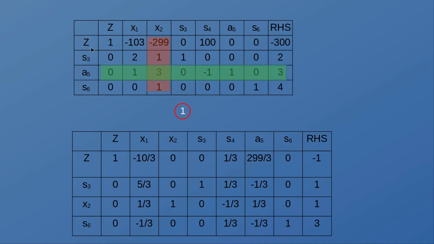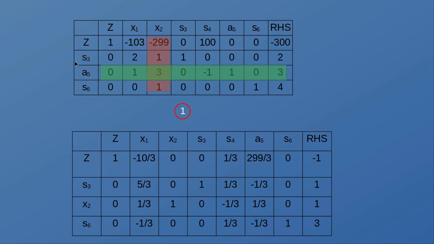Now, if you come to the equation of the objective function, that is Z, you'll find that the coefficient for Z is 1. The coefficient for x1 is minus 103. The coefficient for x2 is minus 299. S3, of course, is 0. A5 is 0. S6 is 0. But for S4, it is 100. And the RHS is minus 300. If you go to the first constraint, these will be the values of the coefficients. If you go to the second constraint, I have noted it down. You can cross-check it. And the third constraint is written in the last row.